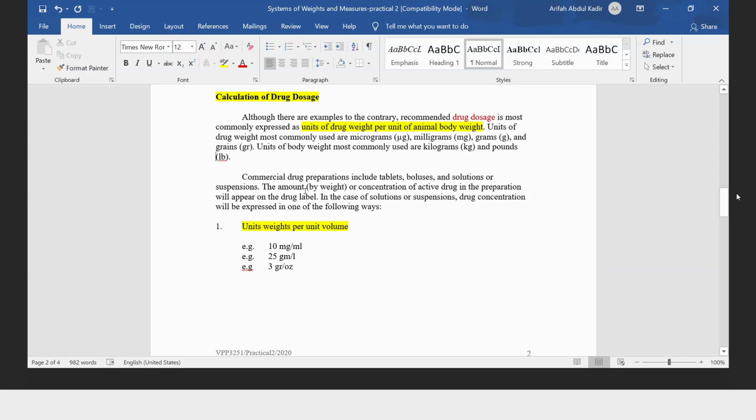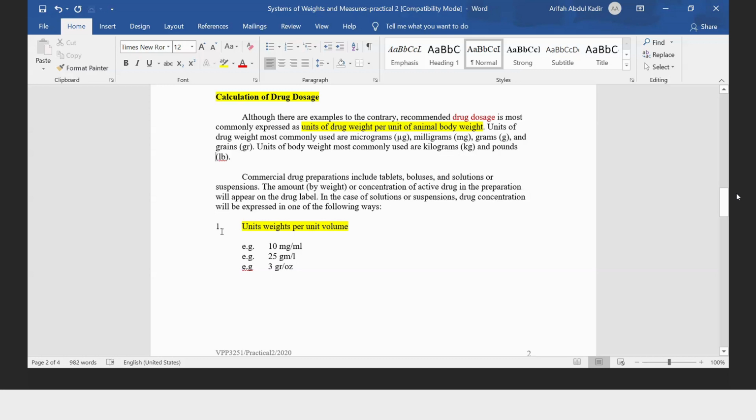So the amount, by weight or concentration, of an active drug in the preparation will appear on the drug label. Usually the drug concentration in a suspension or solution will appear on the drug label. In the case of solutions or suspensions, drug concentration will be expressed in one of the following ways.